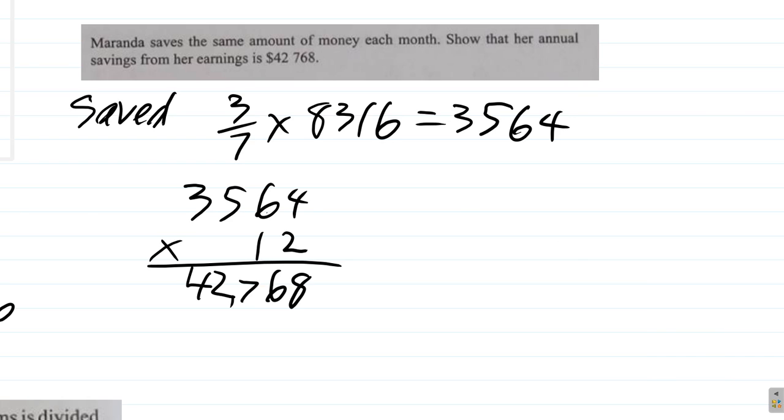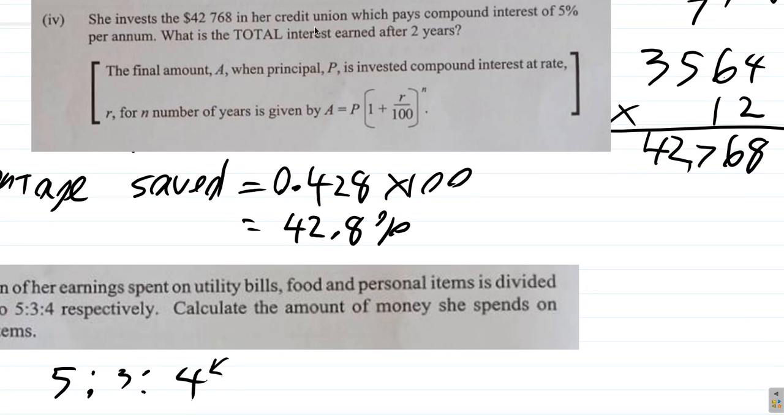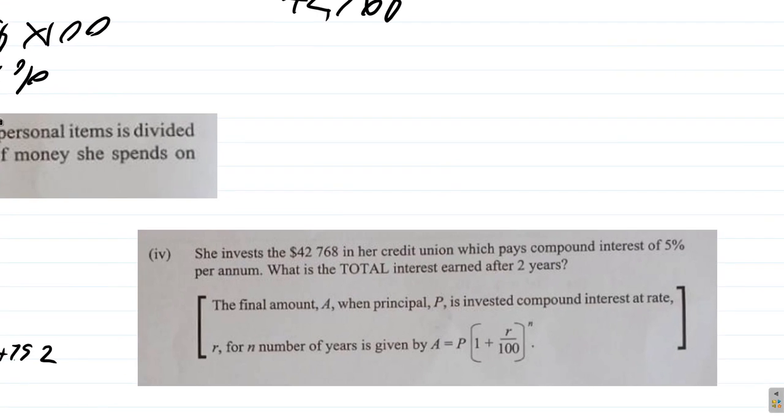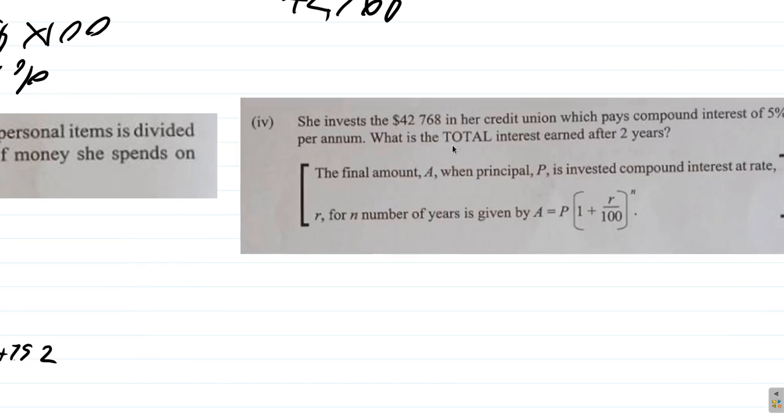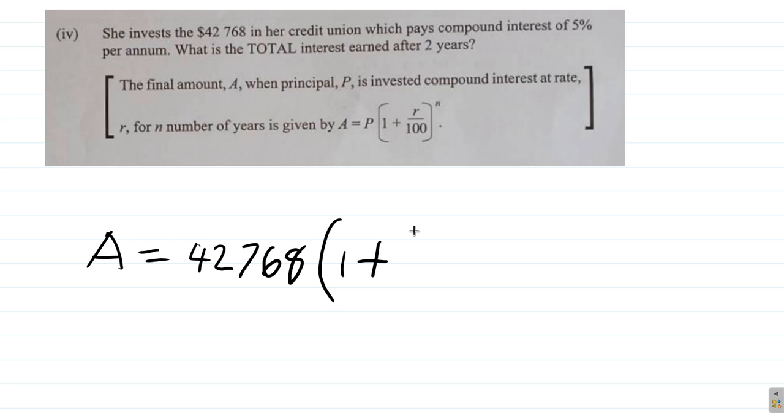So let's paste. All right, this is where it went. Let's pull this one side and work it out. So she invests that amount of money in her credit union. Now, it says the total interest earned after 2 years will be what? So let's see. The amount equals the principal. The principal is 42,768, open bracket 1 plus. It says 5%, so R is 5 over 100. N years is 2. So you could work this out, all right?